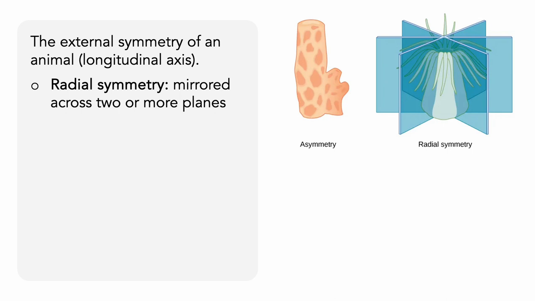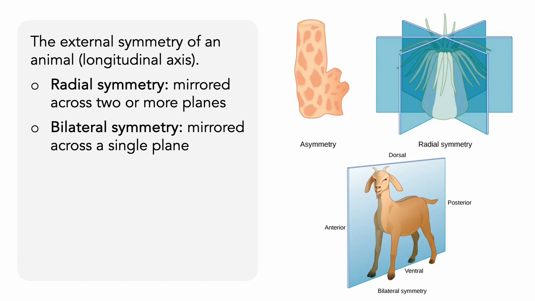So this body symmetry we've been talking about is referring to the external or outside facing appearance of the animal. So we take a look down its longitudinal axis, this oral/aboral, mouth or butt axis. Radially symmetric animals can be mirrored across two or more planes that transect this axis, that run through it, while bilaterally symmetric animals can only be mirrored across a single plane running through this axis.